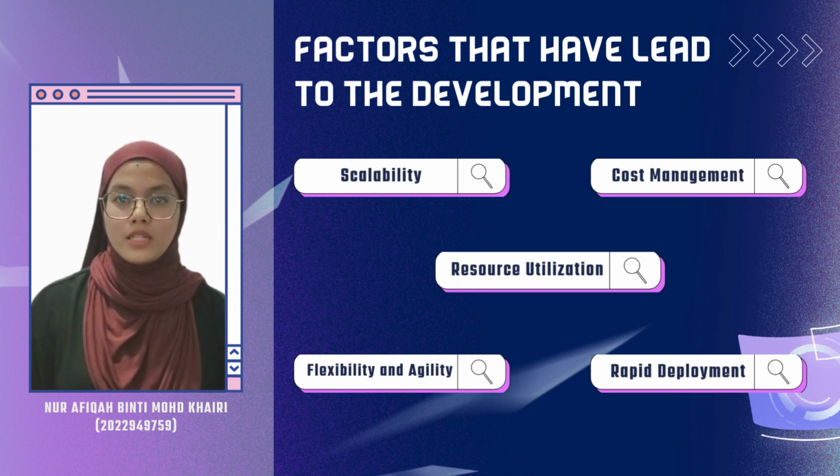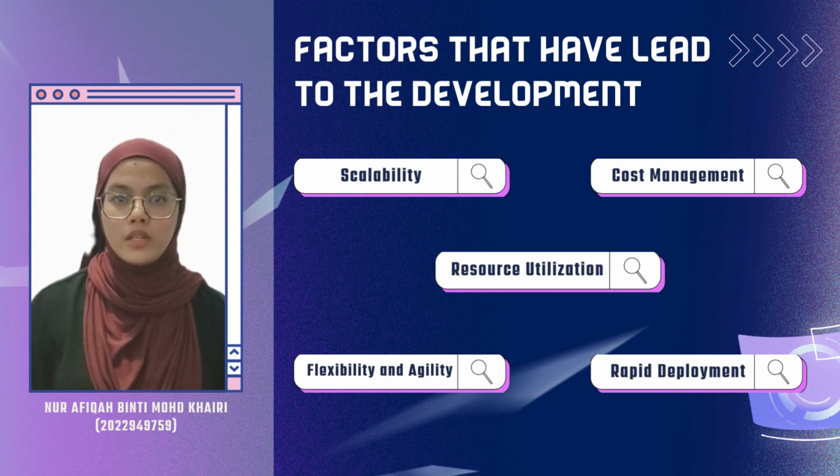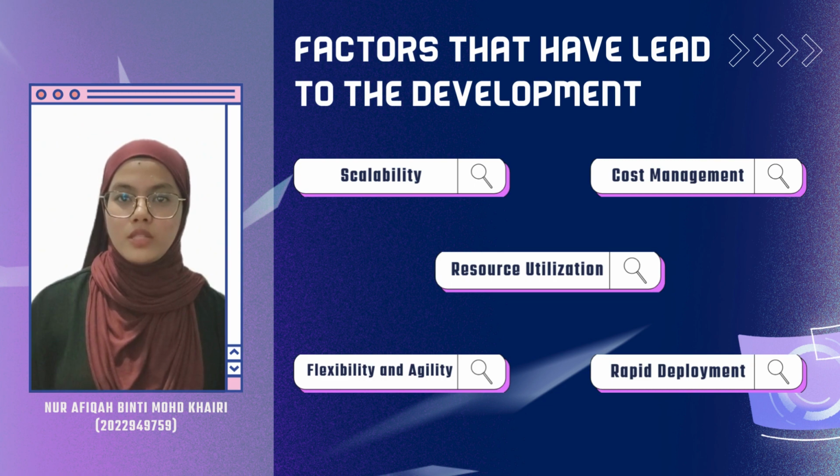The first key factor is scalability. Traditional on-premises infrastructure often struggles to meet the challenges of scaling up or down in response to fluctuating demand. Cloud computing has changed the game by offering dynamic scaling capabilities, allowing organizations to easily expand or shrink their computing resources based on their specific needs. This flexibility provides a level of agility that was previously unattainable.